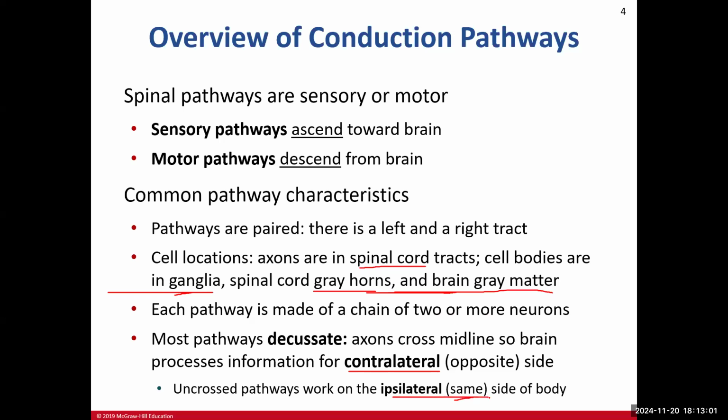Okay, so contralateral is the opposite because they cross over. Just like what we learned in chapter 13, the right side of your brain controls the left side of your body and vice versa. But we're going to see with some of these pathways that most cross over, but some do not.